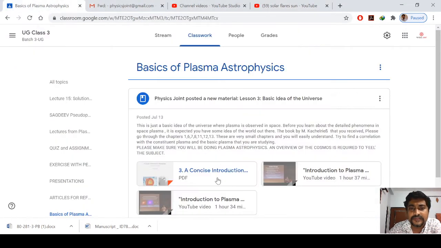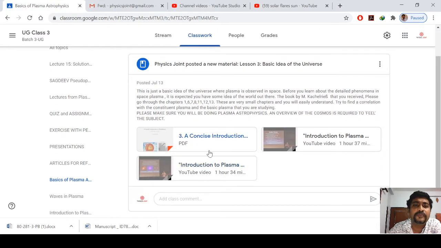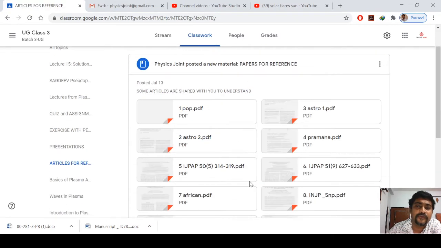Now come to the class. Here I have put up a PDF version of a book, Concise Introduction to Astrophysics by Khashali Reeve. Now this book will give you an idea about astrophysics, but not much on astroplasma physics. So that we'll understand in the later classes. Well, these are some of our papers we have put up for your reference. You won't need them initially, but later you can get some of the model equations for writing an article. We have put it here.